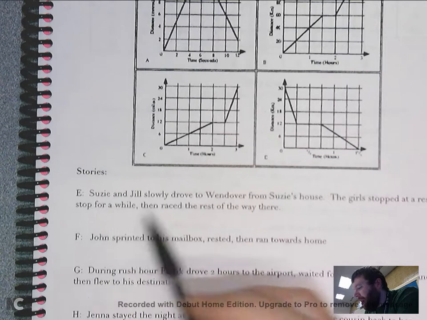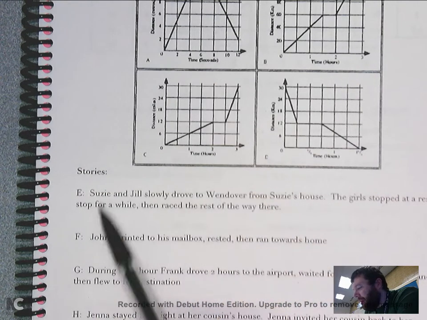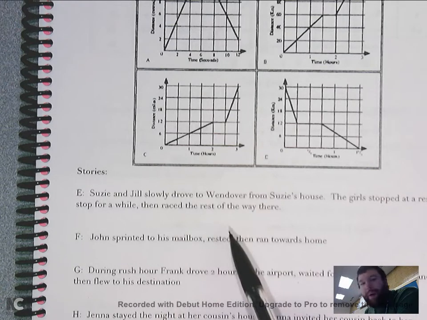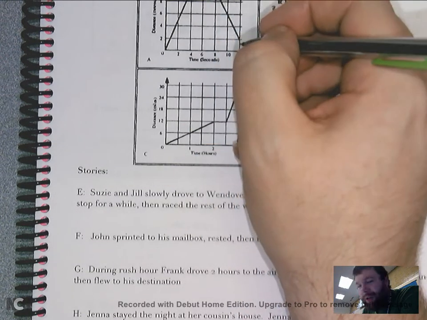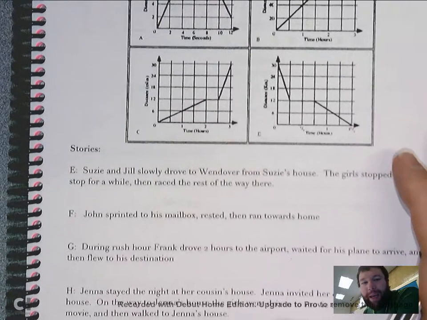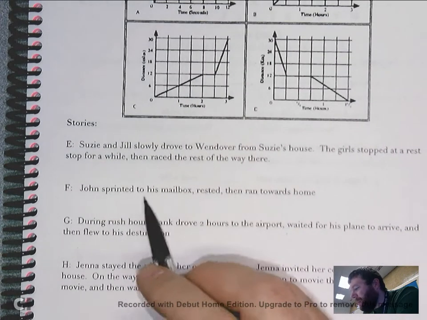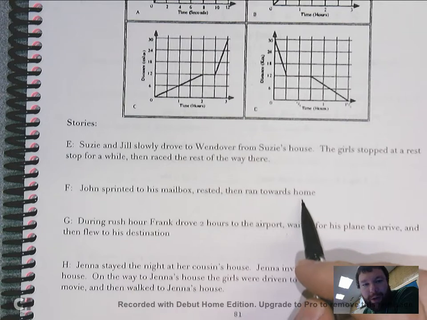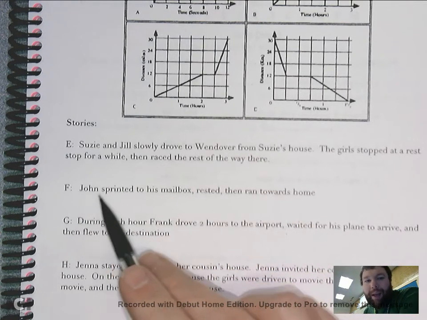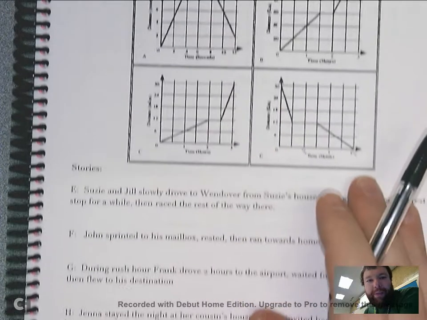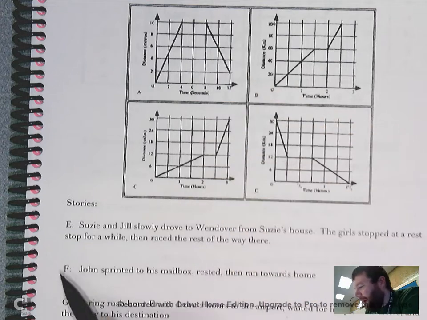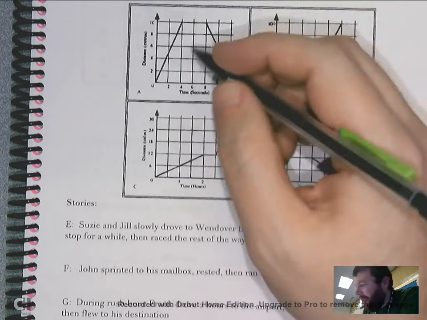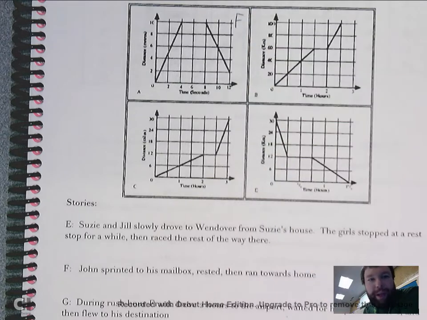So, for example, on this one, Susie drove slowly from Wendover, stopped at a rest stop, and then raced the rest of the way there. So they didn't go back the way they came. We're looking for one that talks about going back towards where they came. So it doesn't match with that one. John sprinted to his mailbox, rested, and then ran towards home. That looks like my winner right there, right? Because none of these are actually going somewhere and then coming back, except for this one. So right now, just through process of elimination, I can tell that A has to match with story F.